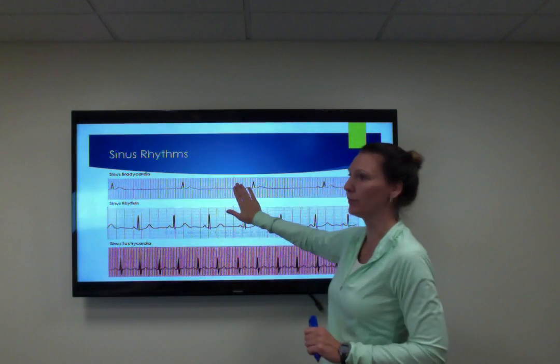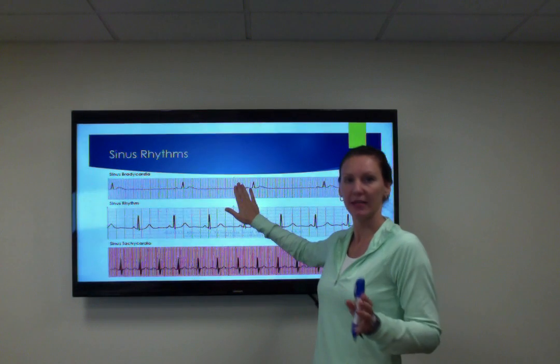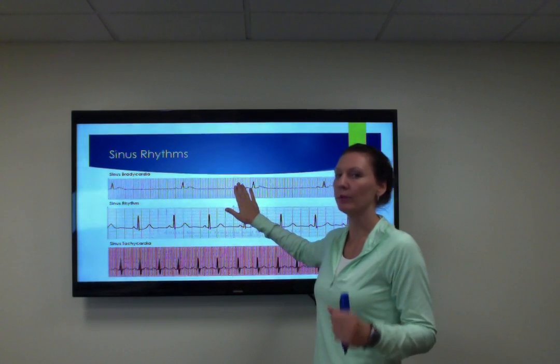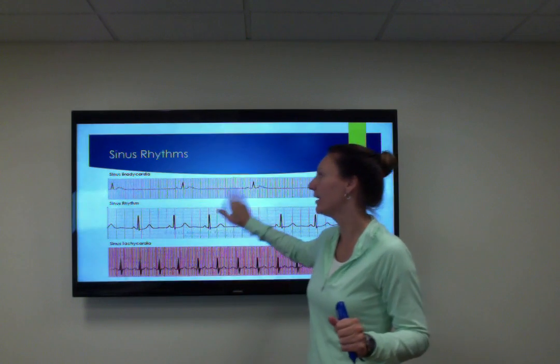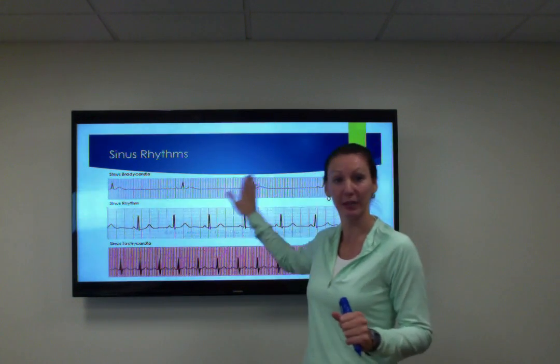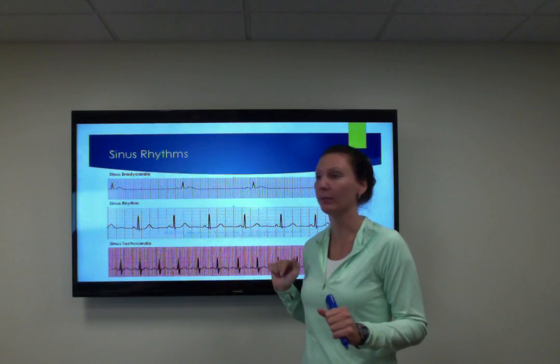Then you have sinus bradycardia, and this is where the SA node still fires correctly, but it's slower than your sinus rhythm. So it's anything less than 60. Again, you have 1, 2, 3, 4. So this person here has a heartbeat of 40 beats per minute.